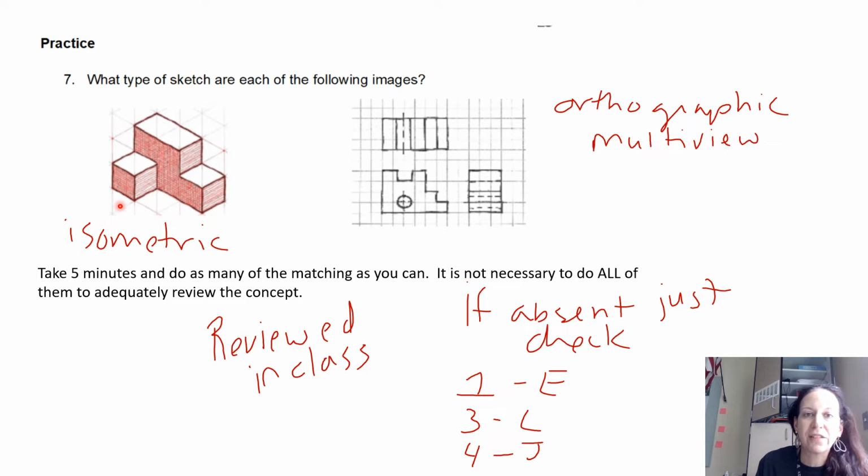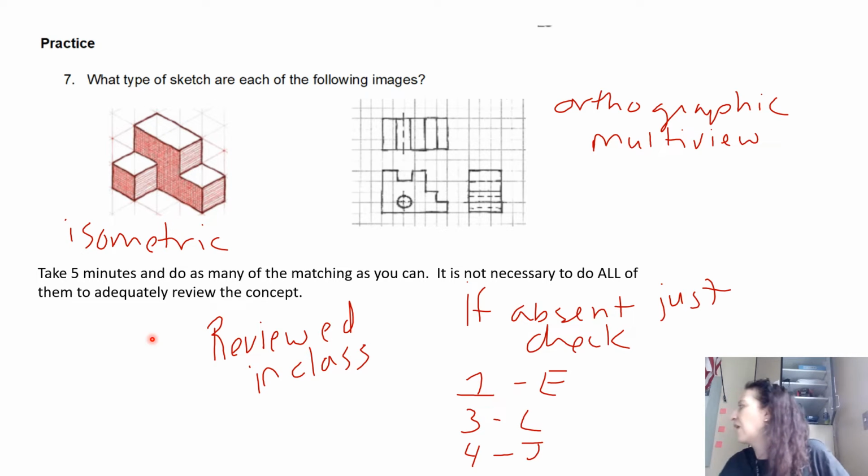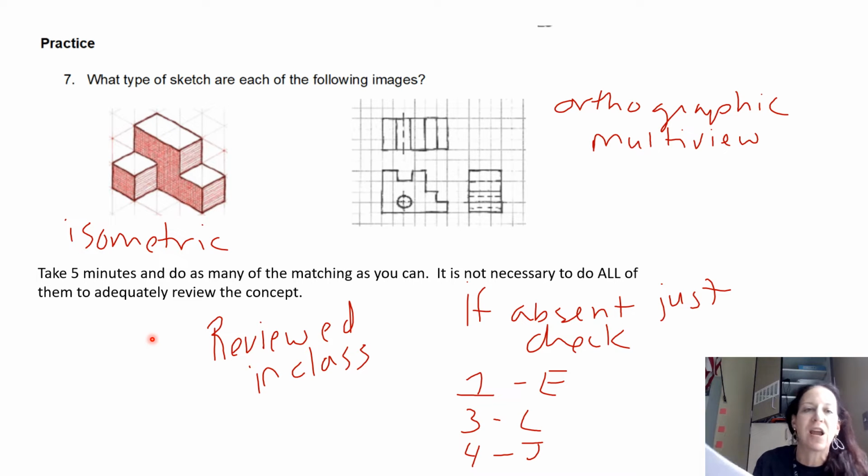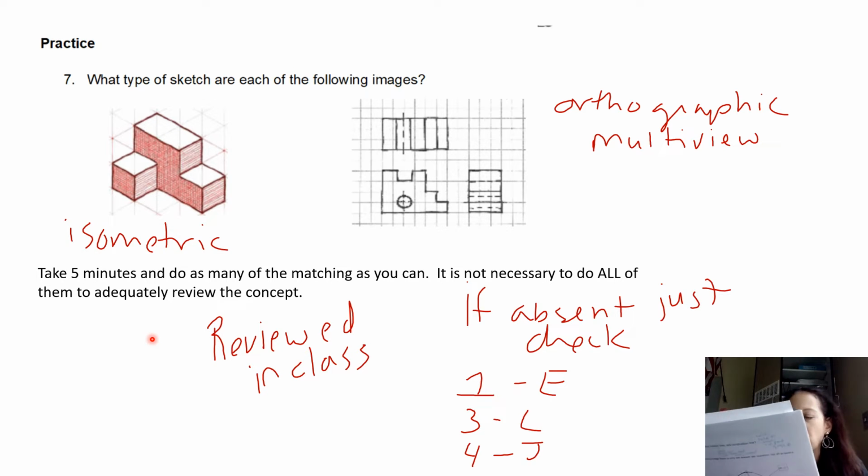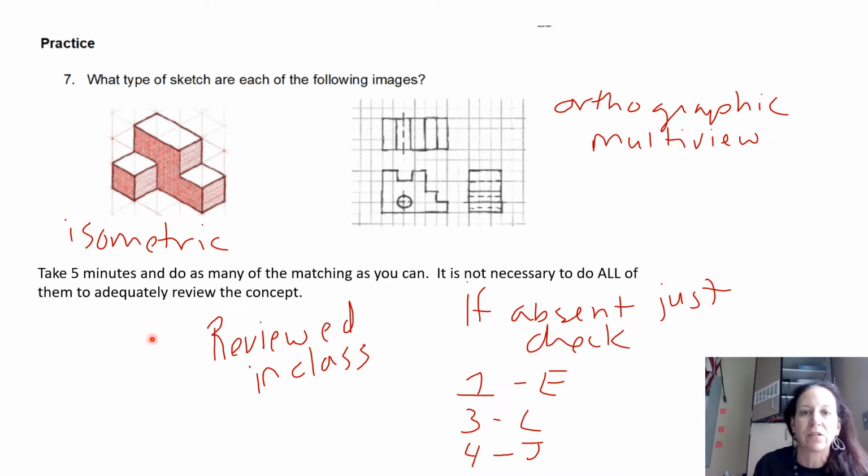This is an isometric sketch. This is an orthographic multi-view. We did this in both classes, just not quite as much time. We did review it in class with that matching. If you were absent, what I want you to do is try to match them up. Maybe don't look too closely at this, and then check just a few of them. So maybe try to do the top row, 1 through 4, but stay away from 2. So just do 1, 3, and 4, see if you can find what those match up with the letters, and then check them to get a little bit of review.